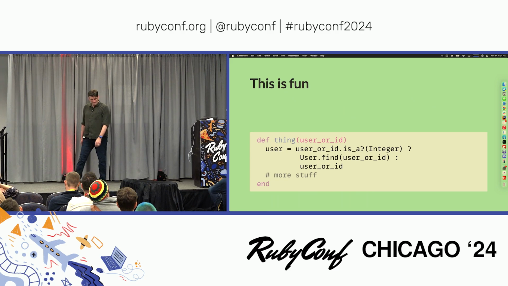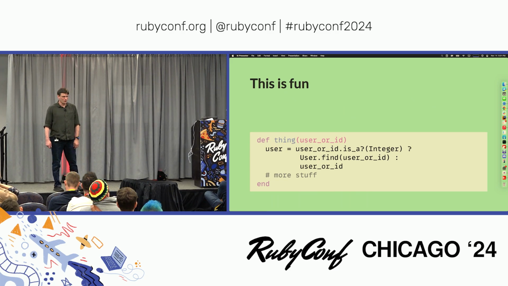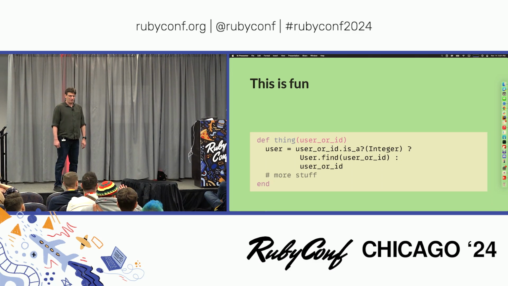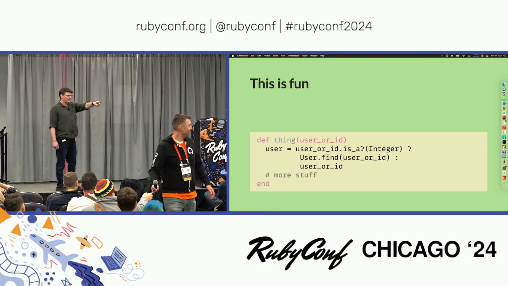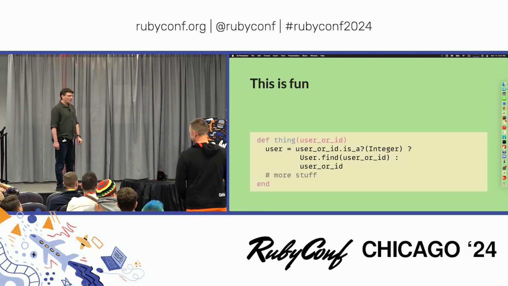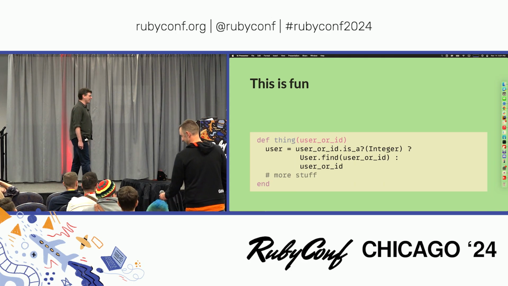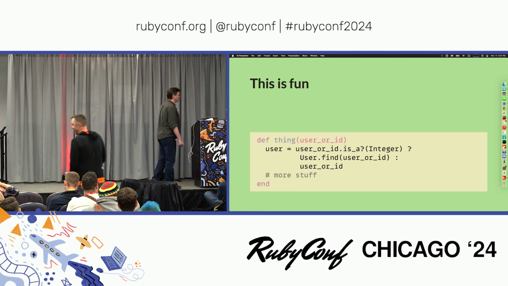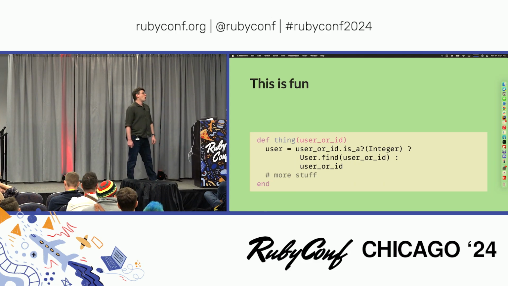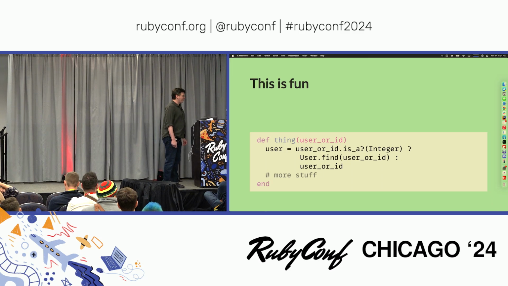What is this doing? What are these 3 lines of code doing? Anybody? Okay. Yeah, looking up a user if it's passed an ID. So we're taking in a user or an ID. If the ID comes in and it's an integer, I'm going off and finding the user that's associated with that integer. Otherwise, I'm just taking the ID and doing stuff.